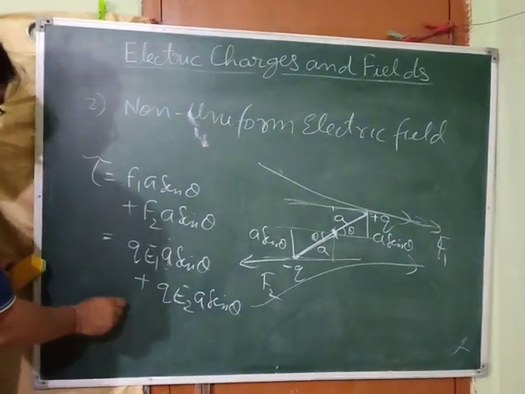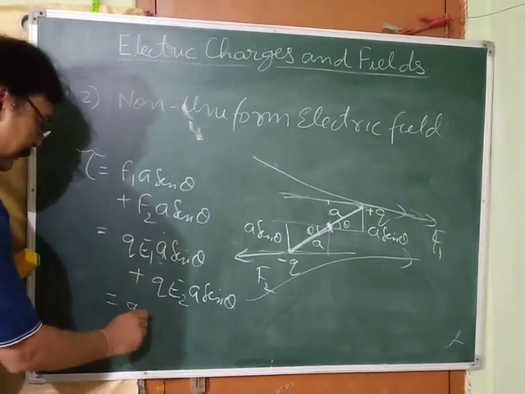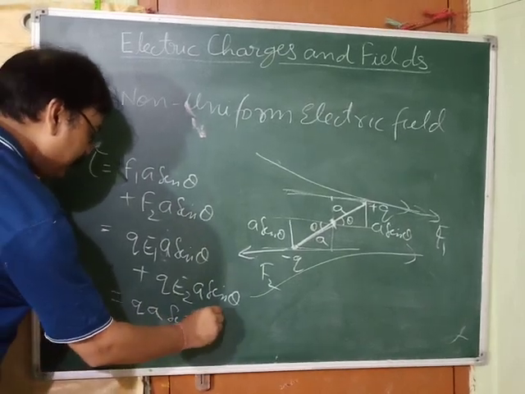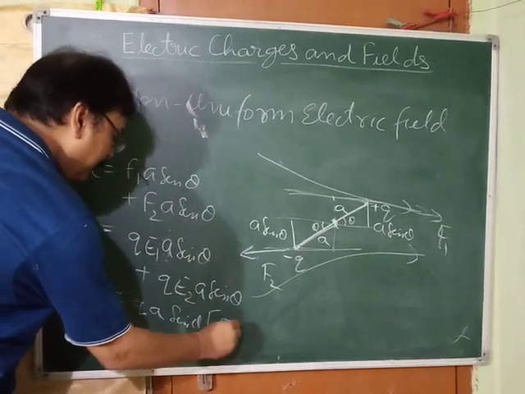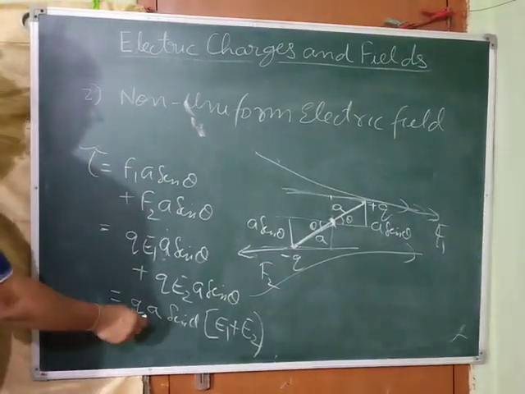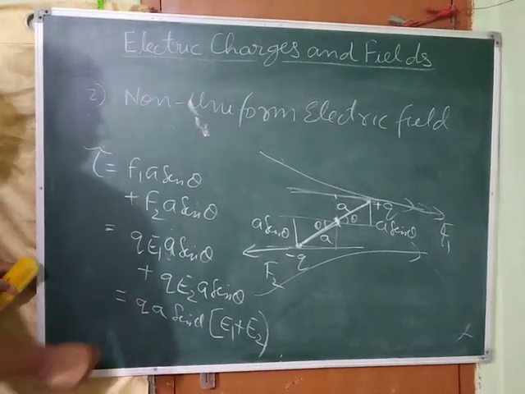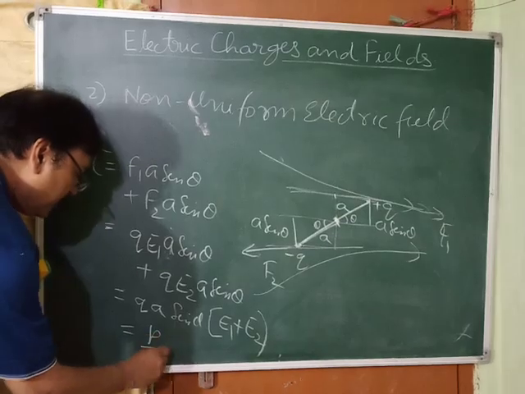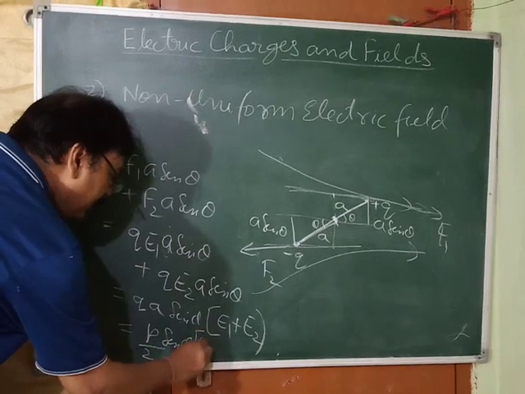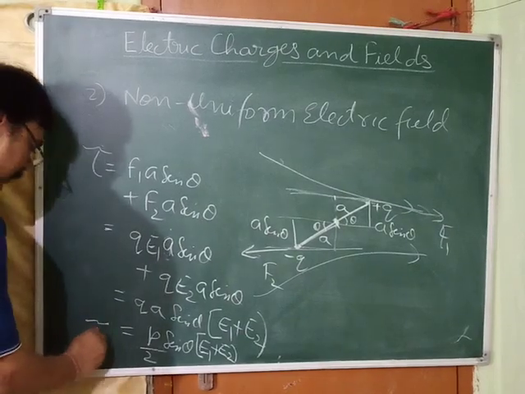Now QA sin theta. QA we can take common, and sin theta also we can take common. What is left? It is left E1 plus E2. Now what will happen? We know that P is equal to 2QA, but here it is only QA. So what can we write? P by 2 sin theta into E1 plus E2. That is the torque acting on this dipole.